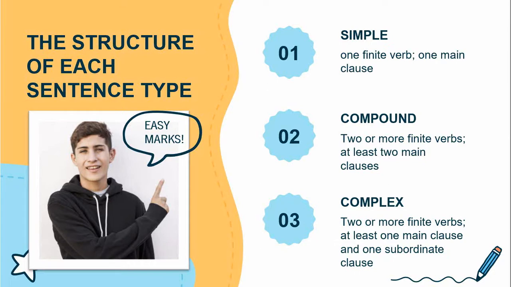A complex sentence, again, two or more finite verbs. There has to be at least one main clause and there has to be one subordinate clause. Take note that a main clause can also be called an independent clause, and a subordinate clause can be called a dependent clause because it depends on the main clause to make sense.